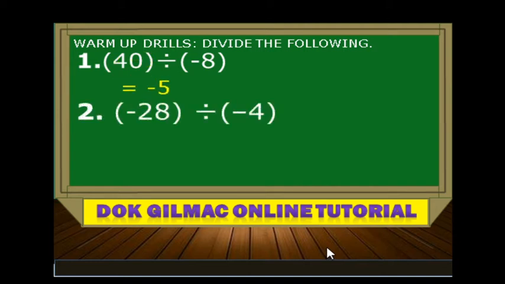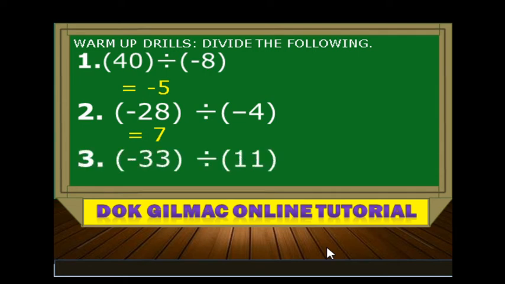Number 2, negative 28 divided by negative 4. You are dividing two like signs, so the quotient is positive. Yes, it's positive 7. Number 3, negative 33 divided by 11. You are dividing two unlike signs, so the quotient is negative. It's negative 3.